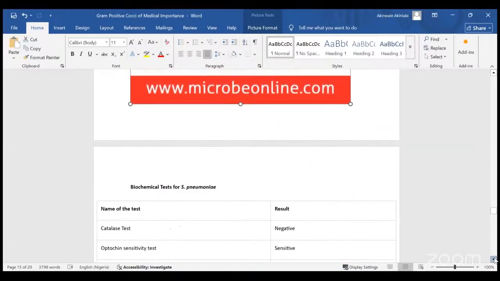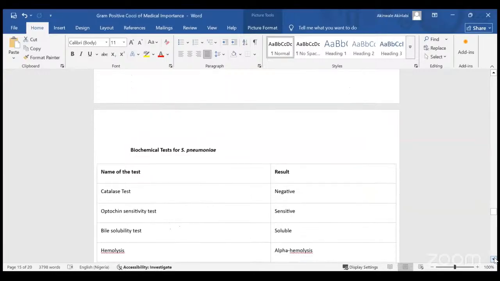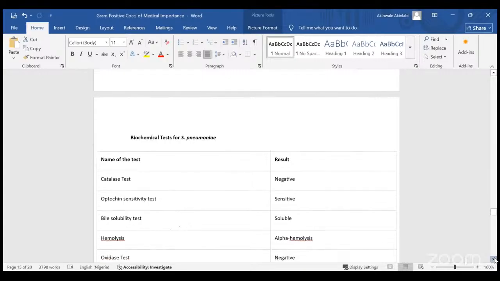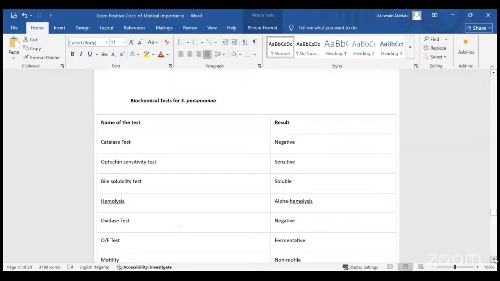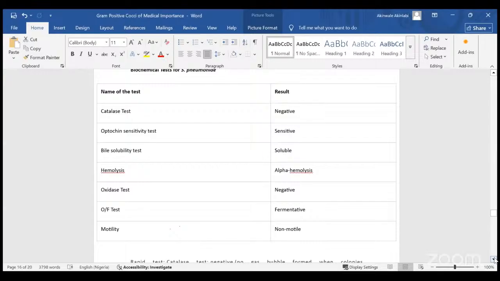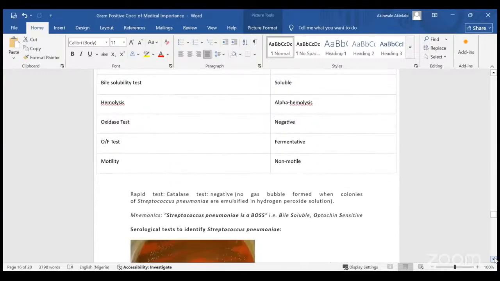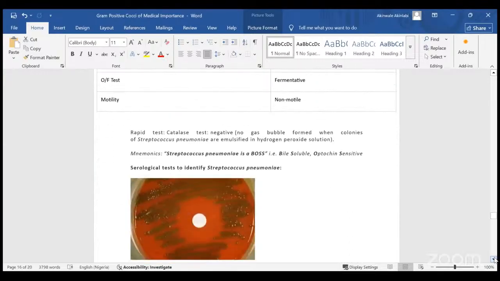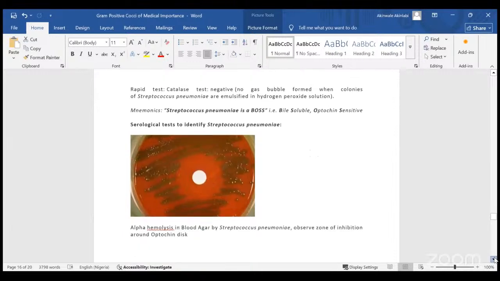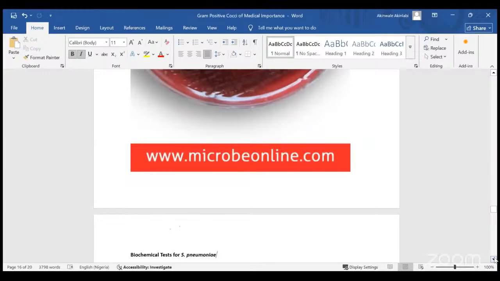Then these are the biochemical tests for Strep pneumo. Catalase negative, optochin sensitive, bile solubility test is soluble, hemolysis is alpha hemolysis, oxidase test is negative, and motility is non-motile. So this is the optochin we are talking about. You can see it's sensitive, see that clear zone, zone of inhibition.